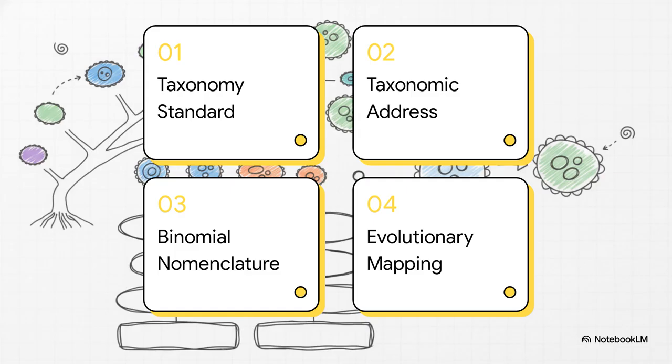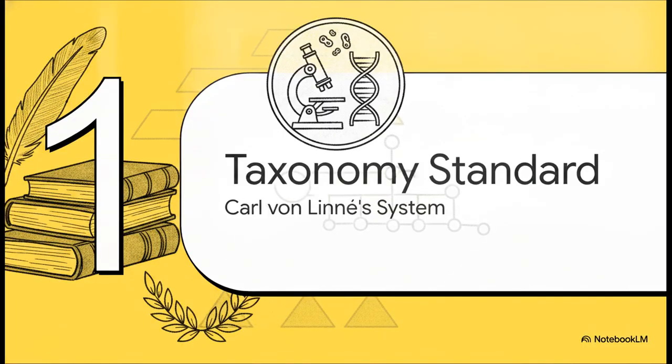Okay, let's dive into our roadmap and see exactly how we organize the microscopic world to avoid those catastrophic errors. We'll be looking at taxonomy as our clinical standard, exploring the taxonomic mailing address, mastering binomial nomenclature, and finally, mapping out evolutionary relationships. Section 1. Taxonomy as the clinical standard.